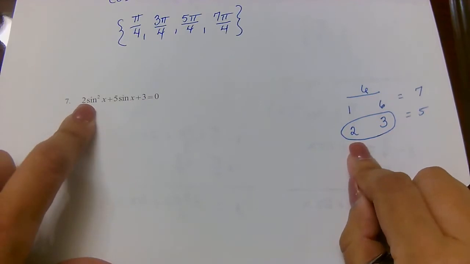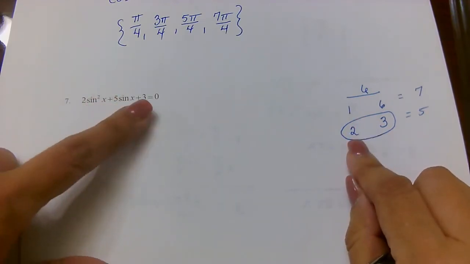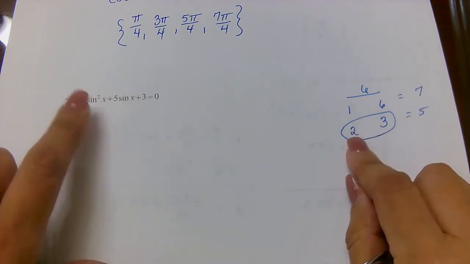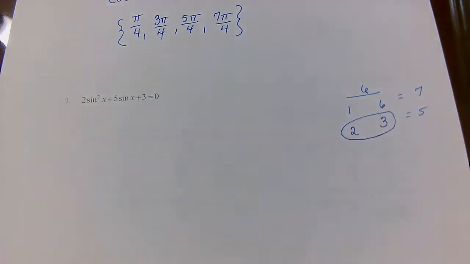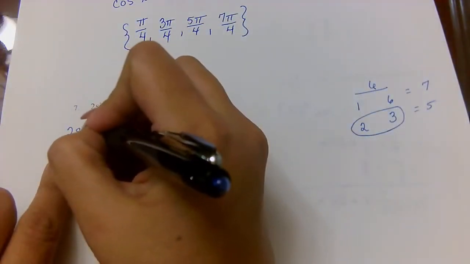Next thing I'm going to do is choose how to pair this up. I can put the 2 with the 2 or the 2 with the 3. Now it makes more sense to put the 2 and the 2 together. So this is what I'm going to do. I'm going to start with the 2 sine squared x.